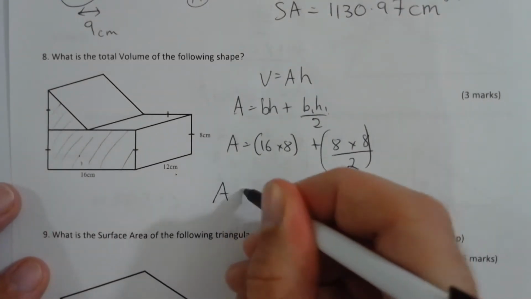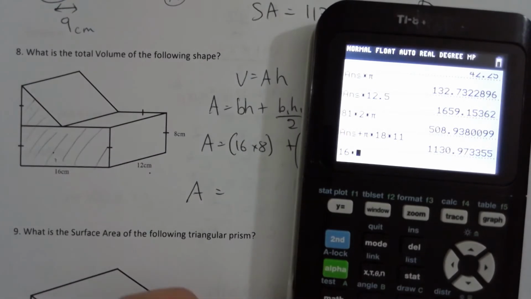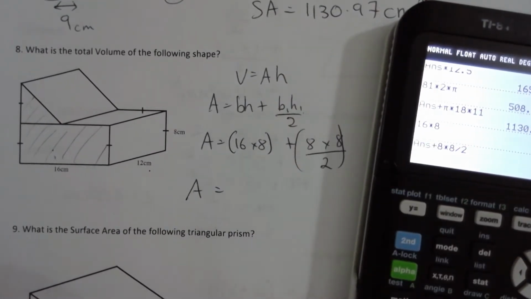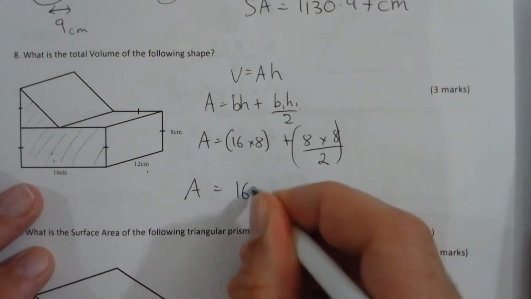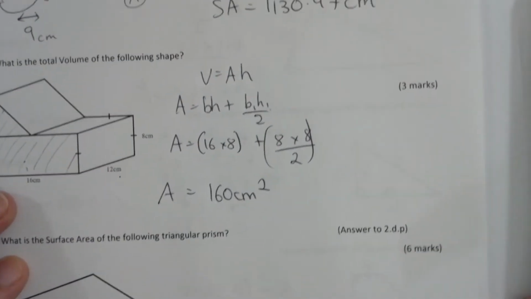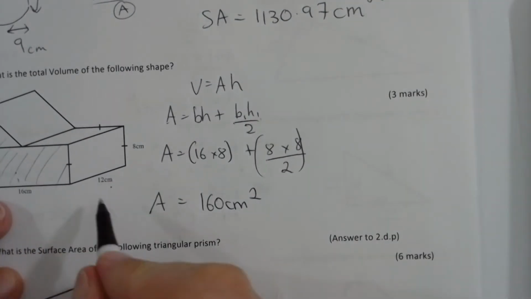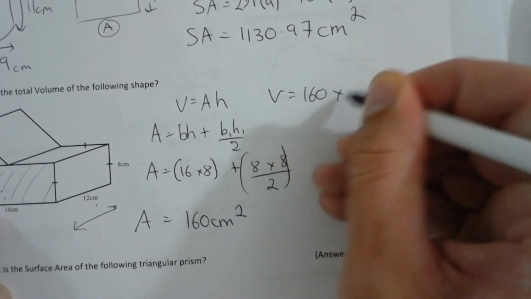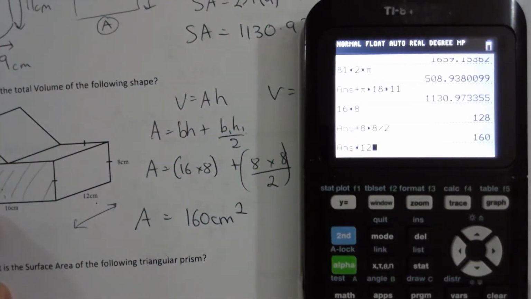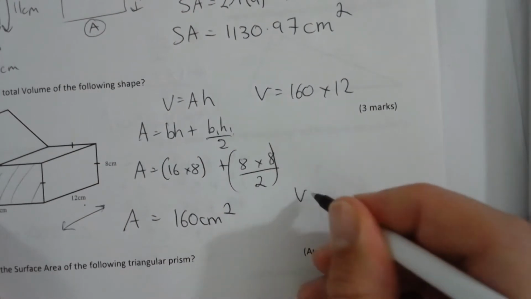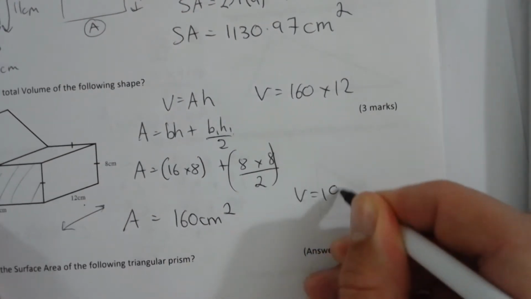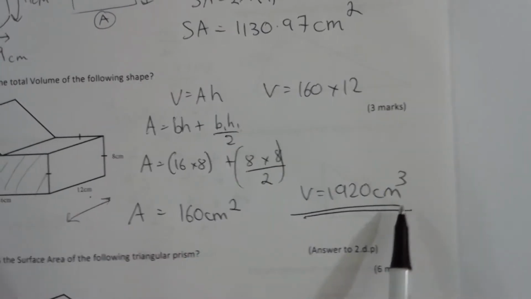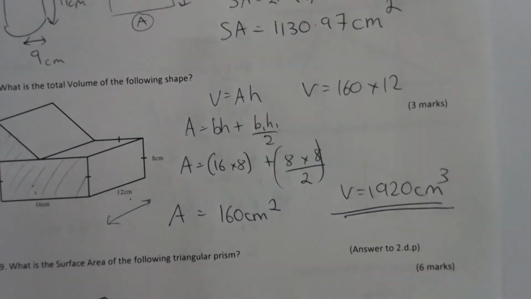So therefore the area of the shape must be 16 times 8 plus 8 times 8 divided by 2, and we get 160 square centimetres. Now the volume of the prism is A times the height between them, which is 12. So the volume must be 160 times 12. So the volume is 1920 cubic centimetres. So we did 160 times 12, we've got 1920 cubic centimetres.